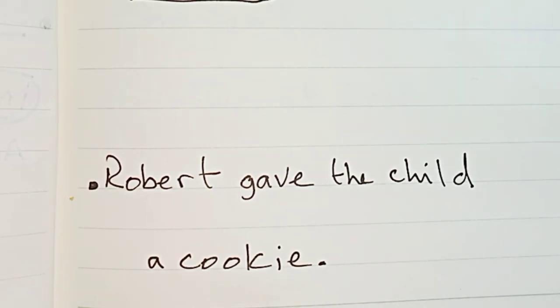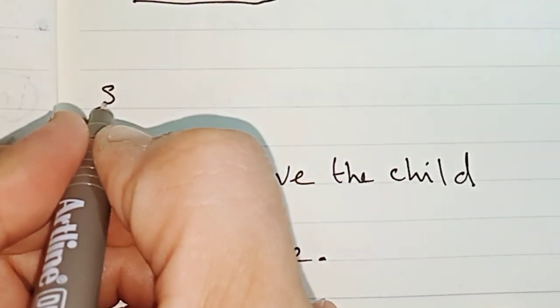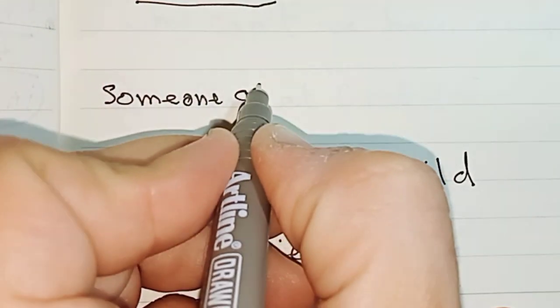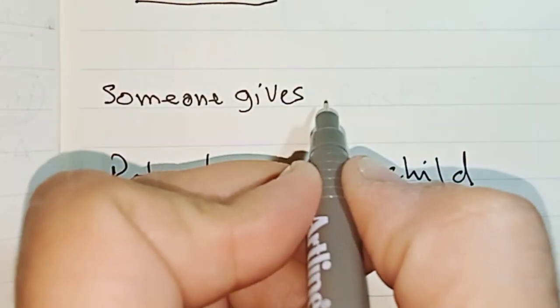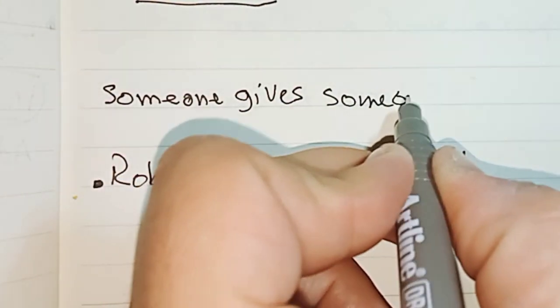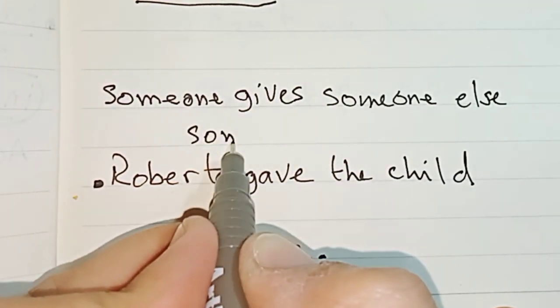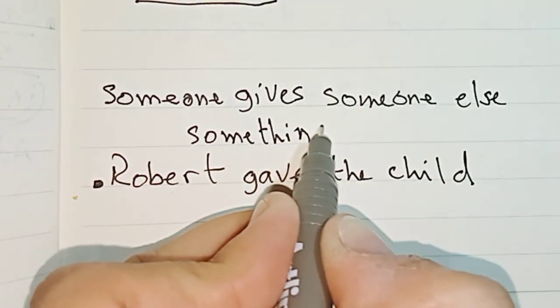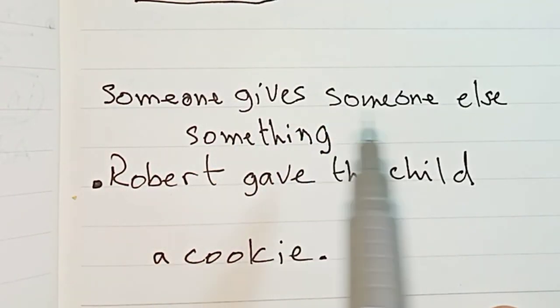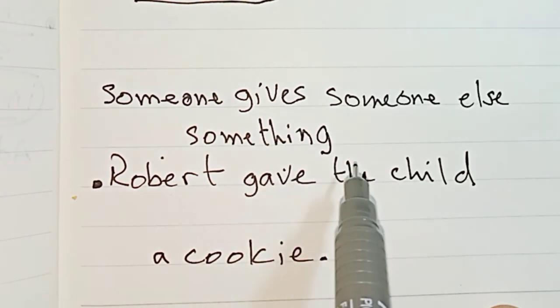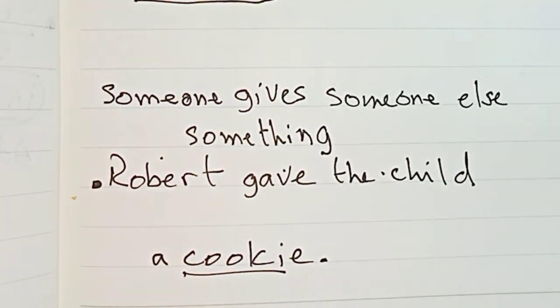In this case, the pattern becomes someone gives someone else something. Someone gives someone else something. So Robert gave the child a cookie. Someone gave someone else something. All right? So this is the mistake.